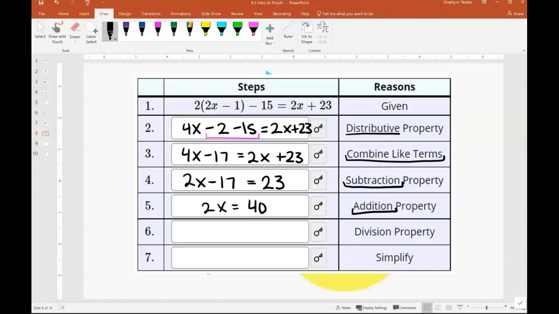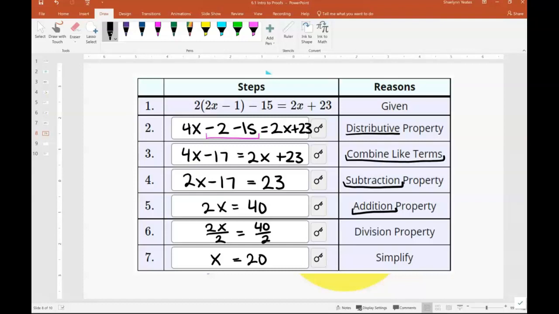And here it says the division property, but if you'll notice, the next step is to simplify. So it's probably wanting me to do something like this, where it's 2x over 2 equals 40 over 2, and then the last step being simplify, we do 2 divided by 2, which is 1x, equals, and then 40 divided by 2, which is 20.